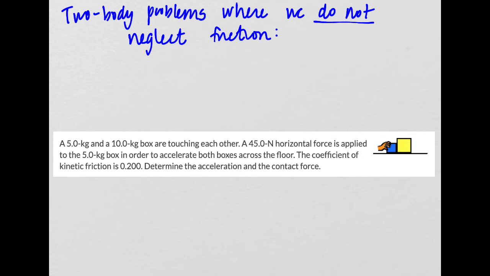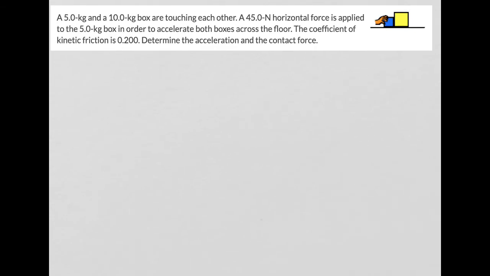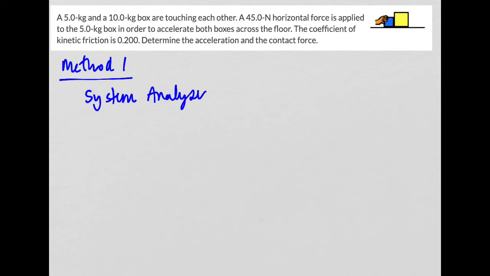Okay, so let's just do this example problem here. This is almost exactly the same as the problem we started with yesterday, but this time we're not going to ignore friction. This time we are going to take friction into consideration. We're not going to do anything differently. We're still going to use method 1, and we're still going to do our system analysis first, and our individual body analysis second. So let's look and see what we have.